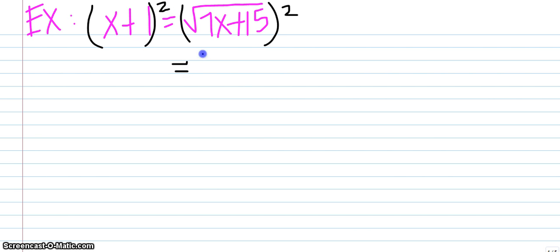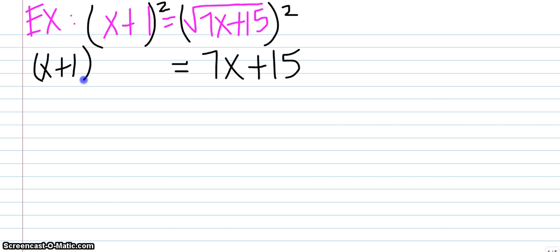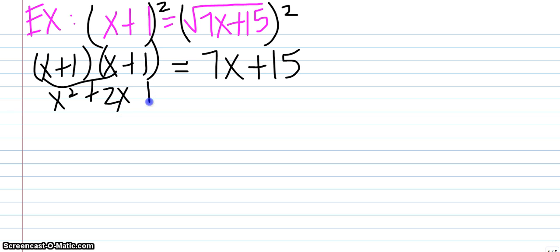So when I do that, I'm left with 7x plus 15 because the square root and squared cancel, and then I have x plus 1 squared. So I need to go ahead and use FOIL, or just distribute your variables. So x and x gives me x squared. 1x plus 1x would give me a 2x, and then 1 times 1 gives me 1. Then I have 7x plus 15.